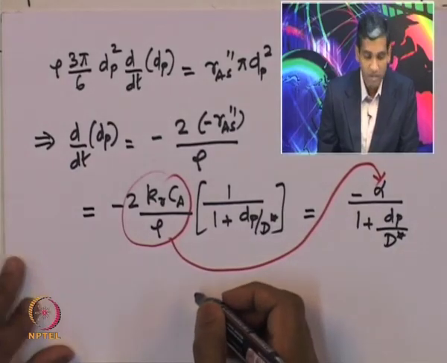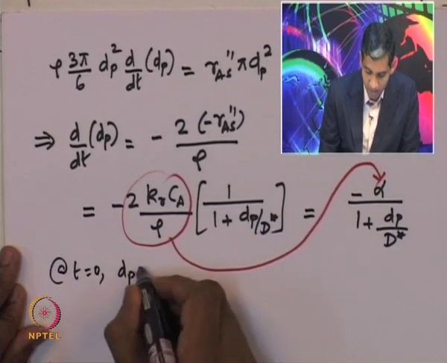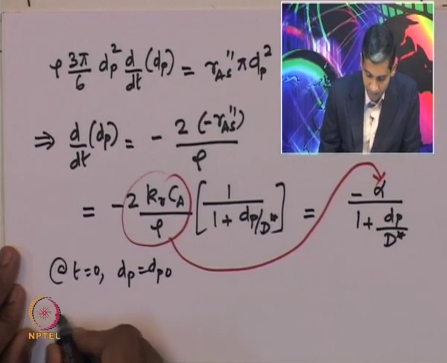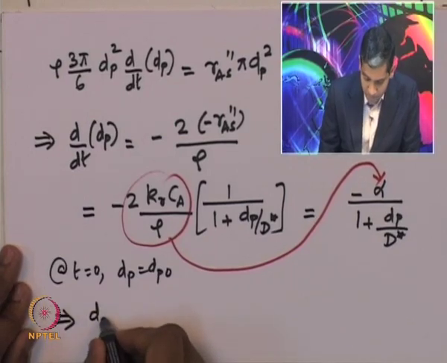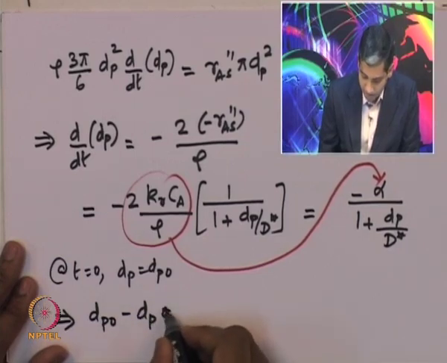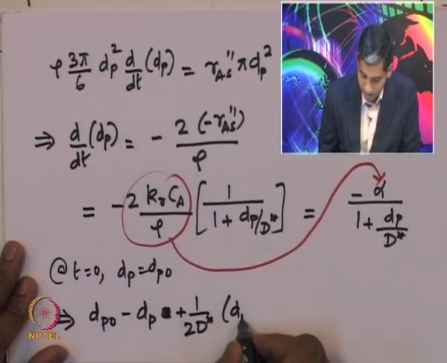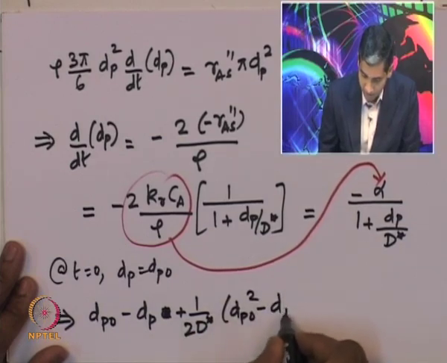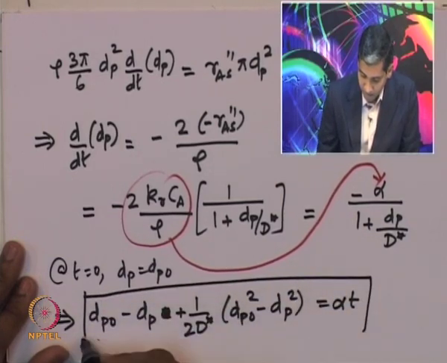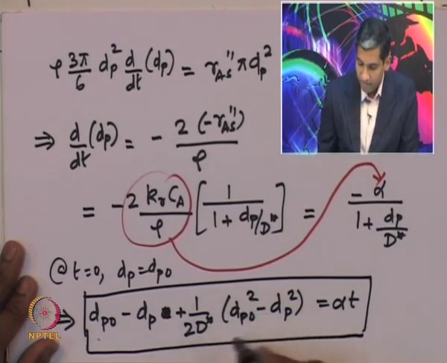So, now we can integrate this with the following initial condition, that at time t equal to 0, the initial size of the particle was dp0, and based on this initial condition, the equation can be integrated, and the integrated expression would be dp0 minus dp plus 1 by 2d star into dp0 square minus dp square, that should be equal to alpha t. So, this provides a relationship between the properties of the system and the diameter of the particle and time.